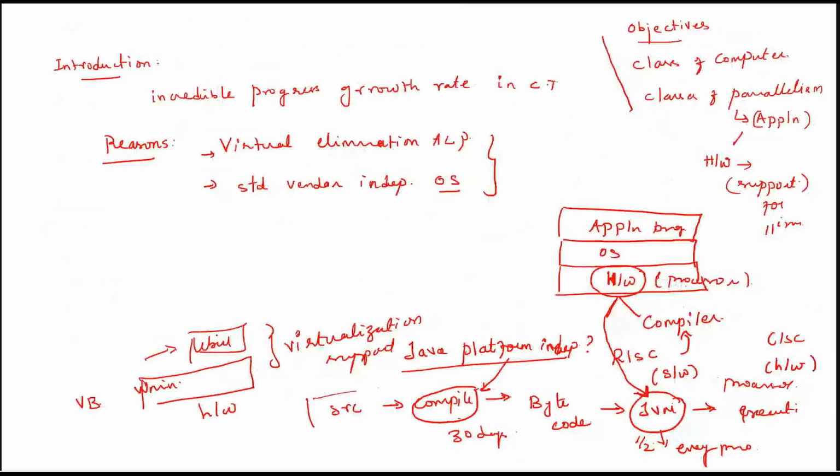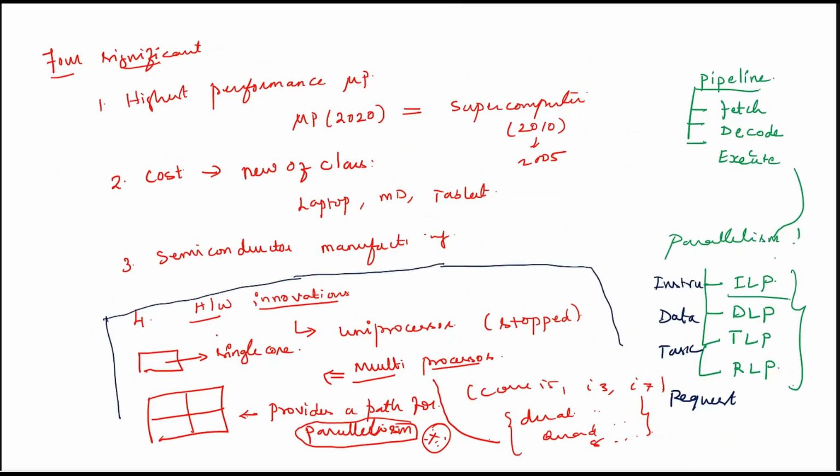Initially, we started with the introduction, how the growth rate nowadays is very incredible with respect to computer technologies. The major two reasons were the virtual elimination of ALP, because nowadays nobody is writing code in ALP, but still the core things, as I said yesterday, device drivers, those things come under ALP only, and independent OS, that is the important thing. Other than that, these four major reasons, and our syllabus is focused more towards these four hardware innovations.